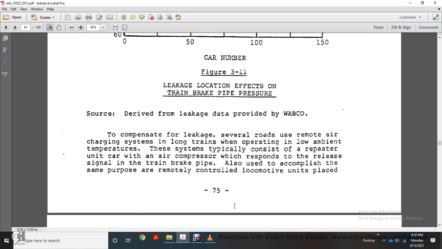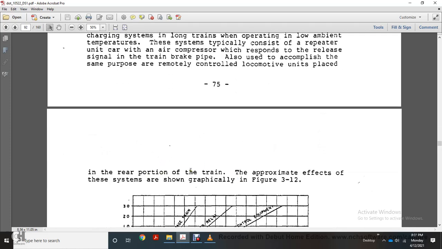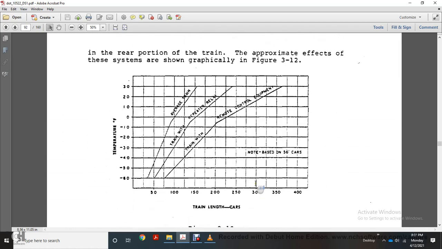To compensate for the leakage in the rear of the train when operating in low ambient temperature, a remote air system along the train is used. The system typically consists of a repeater unit car with an air compressor that responds to the signal from the train brake pipe. This also accomplishes the same purpose with remotely controlled locomotive units placed in the rear portion of the train. The approximate effects of the system are shown graphically in Figure 312.